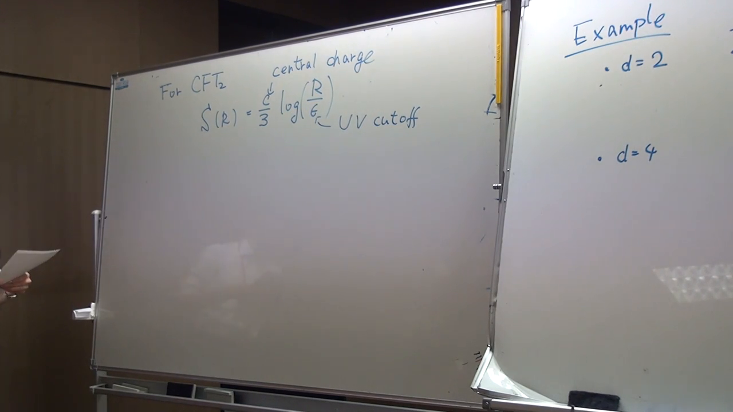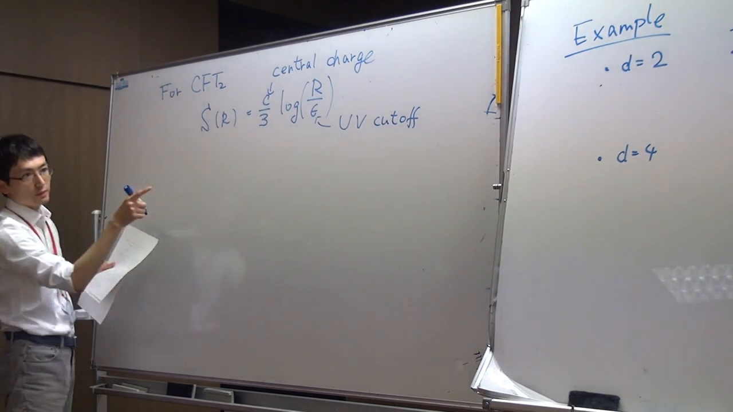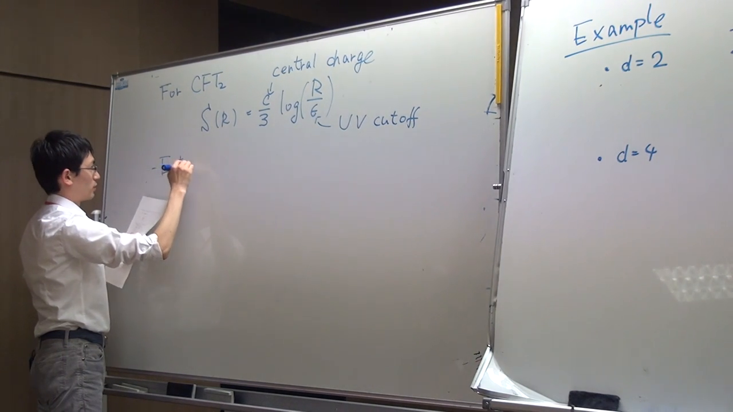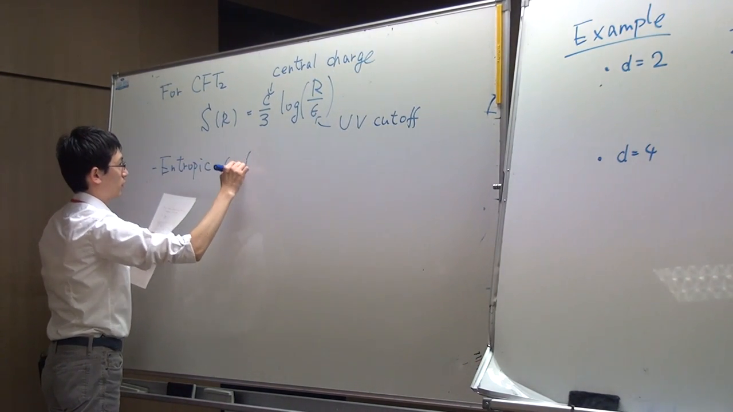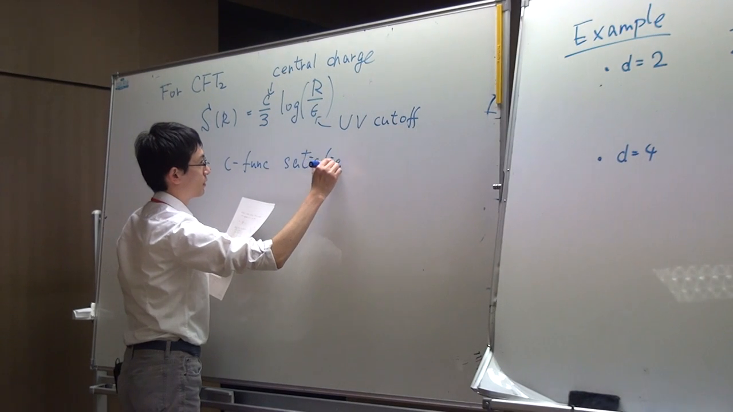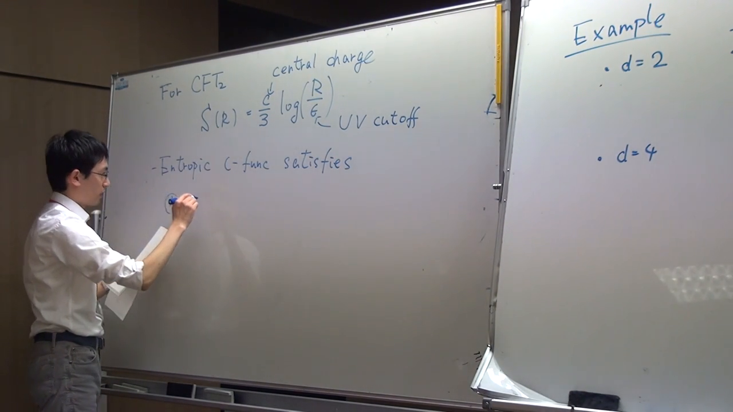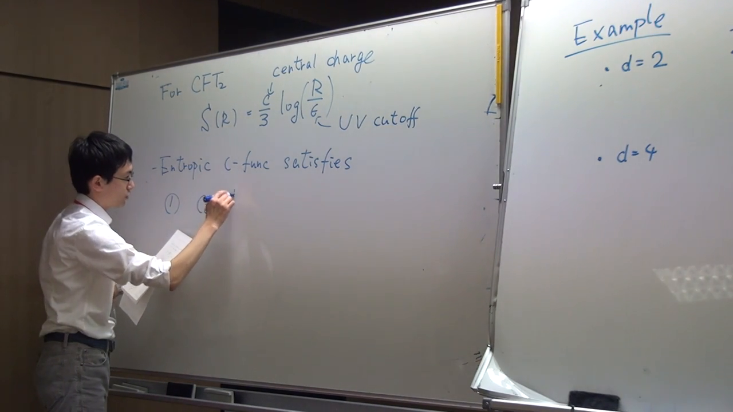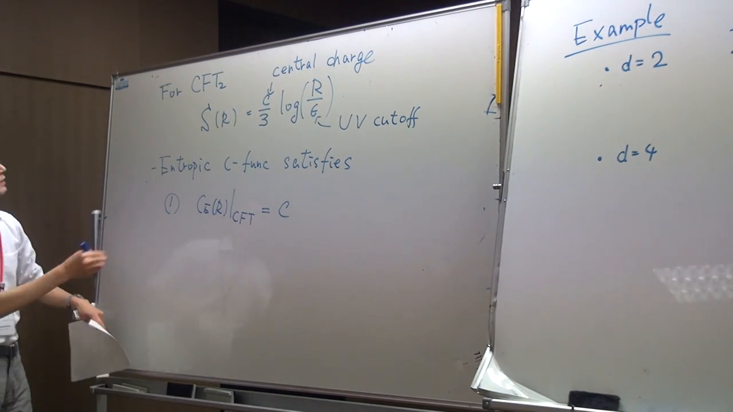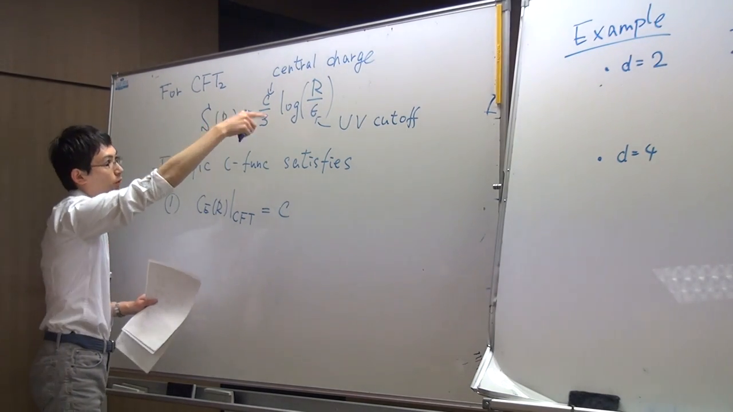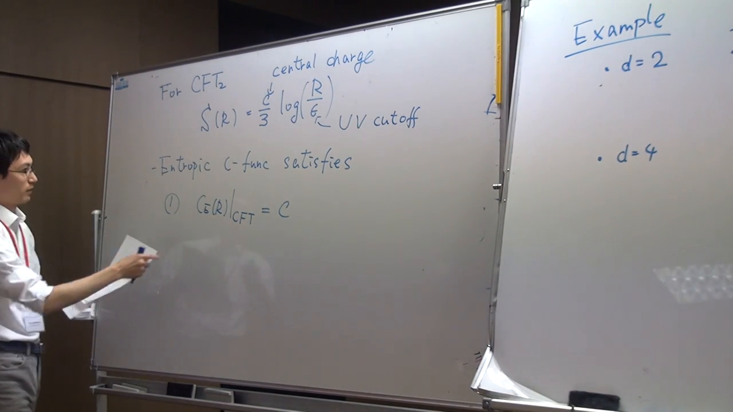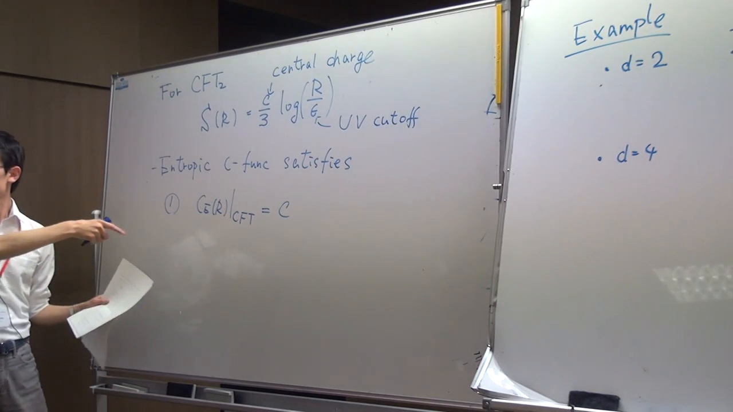Okay. So then, my entropic C function satisfies the following properties. If the theory is conformal, then the entropic C function is equal to the central charge. It is clear that when the theory is conformal, the entropy is given by this formula. If we substitute this into the definition, since I multiply by 3, it gives you the central charge at the fixed point. Okay.